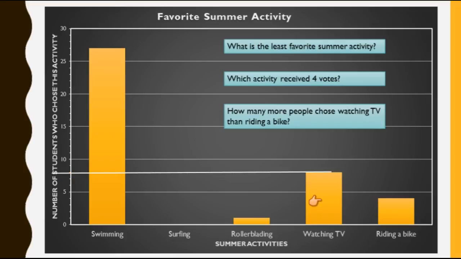And the question was, how many more people chose watching TV than riding a bike? Well, riding a bike was down here, and that was 4. So how many more people chose watching TV? Well, then that means you're going to be subtracting, because this is 4 and this is 8. We want to know how many more. So we're looking at this part right here. What's the difference? That's when you know you're going to be subtracting. So 4 extra people chose watching TV than riding a bike.